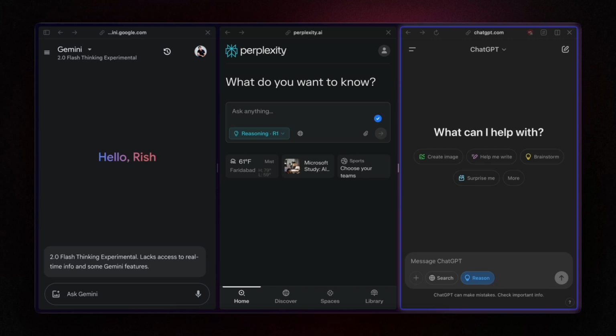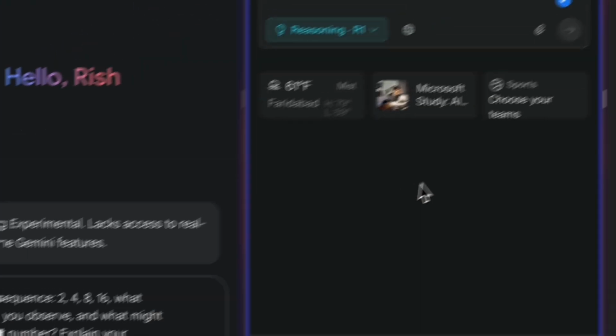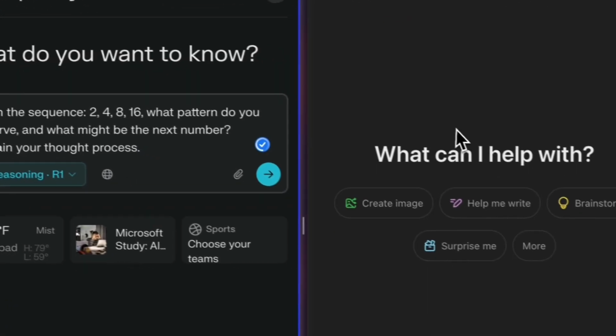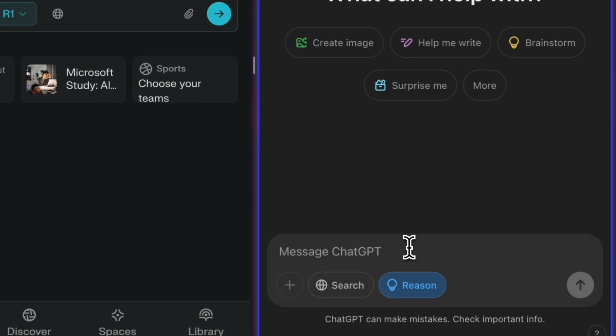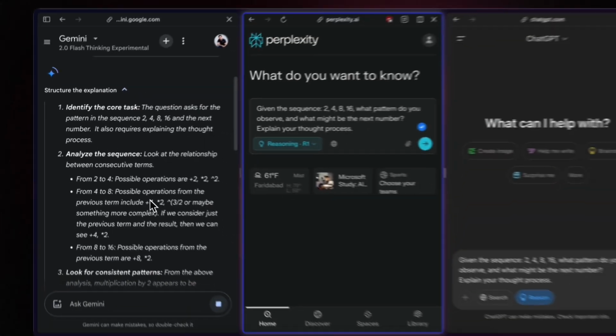So let's start with some basic questions. The first question I would ask these would be of deductive reasoning: given a sequence of, let's say, 2, 4, 8, 16, what pattern do LLMs observe? And I would ask them to explain their thought process. So let's give them these questions. I'll give that question here, and the same question here, and the same question here. So let's start with Gemini first, and let's see what it's doing.